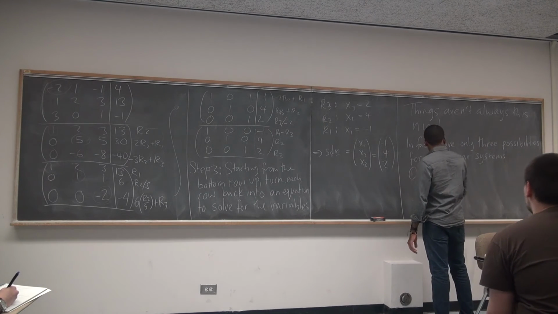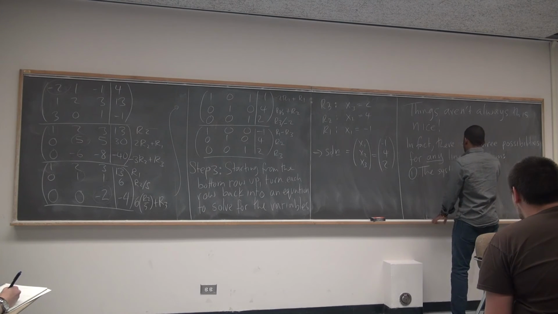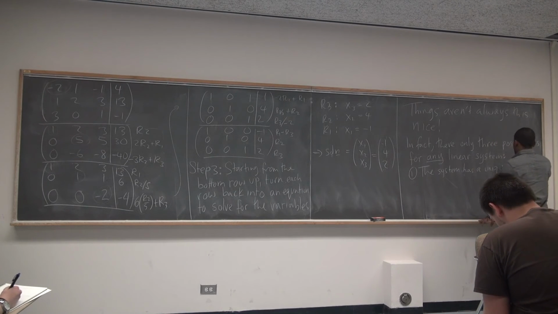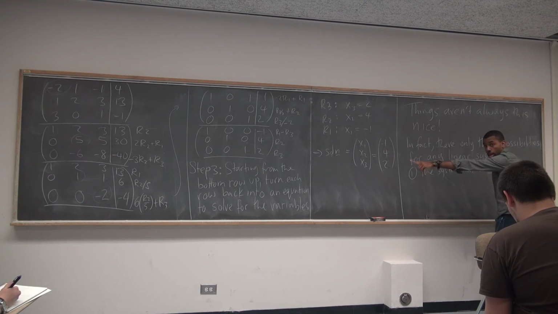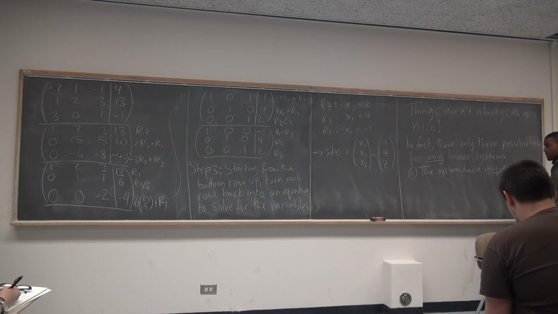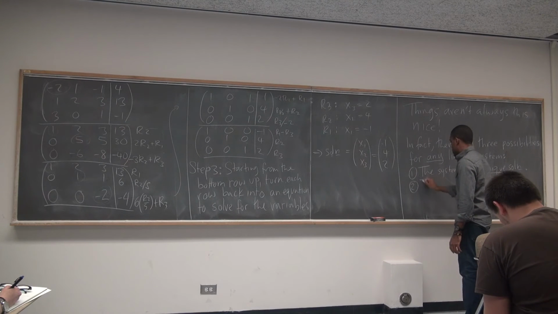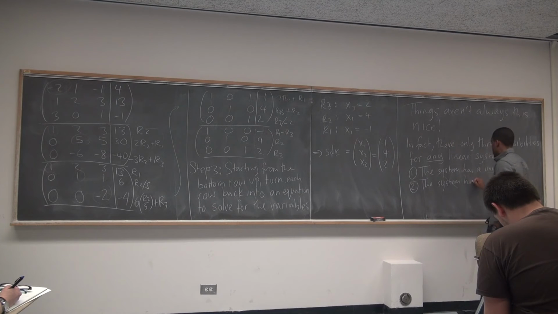Case one: the system has a unique solution, which is what happened here. There's one vector that solves that system and only one vector. Only one vector will solve the system. Case two: the system has infinitely many solutions.